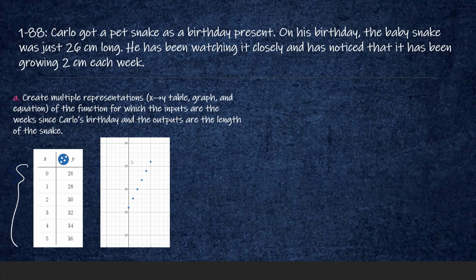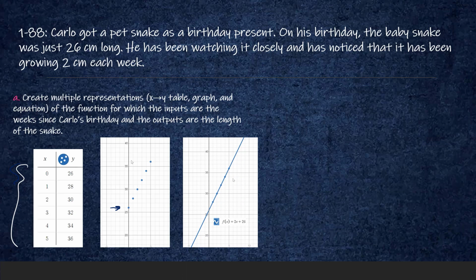I'm going to show you the plotted points. These are the points that I plotted. You can see at 0, 26 is where my y-intercept is. I'll point that out here. That's where my beginning is, and it goes up 2 every week. Then I know that I have a line, so I can have an equation because my y-intercept is 26 and my slope is 2. So I'm going to put my equation in, which is f of x equals 2x plus 26. That's my equation for part A.